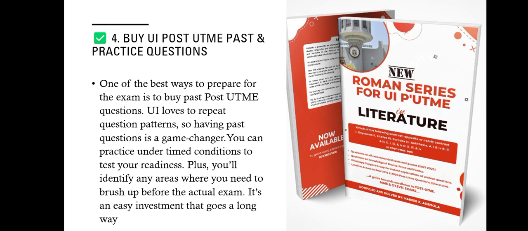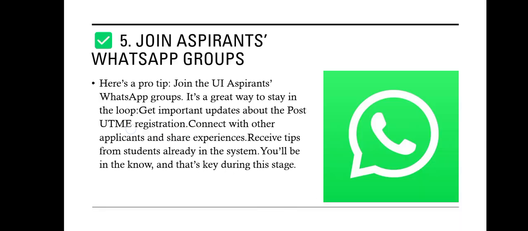So for anyone who is interested in this type of materials, it's not available in PDF. It's only available in hard copy. So you can send a message on WhatsApp with the contact I will be dropping in the description, and you read the details of how you can get it, the price, the delivery method, how you can pay and all that. It goes a long way when you gain access to this type of material before you write your exam. So that's the fourth thing you are going to do if you are planning to apply for admission to UI. So let's go to the next one.